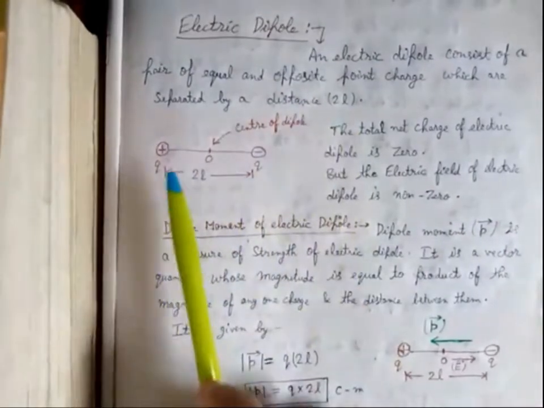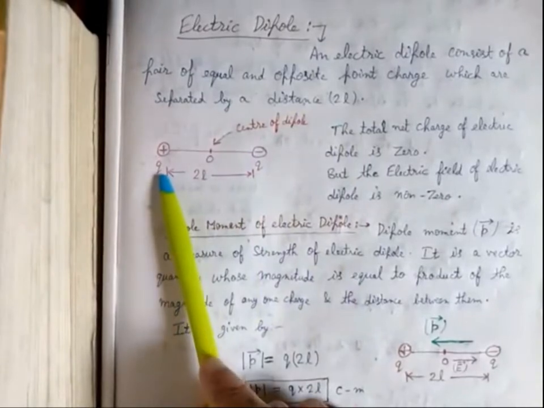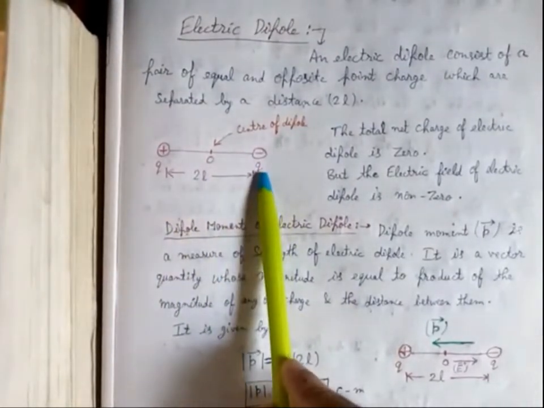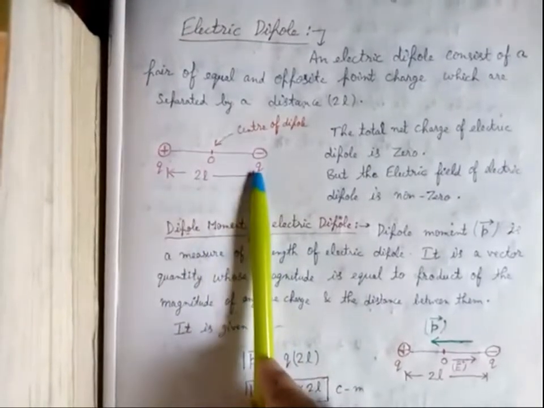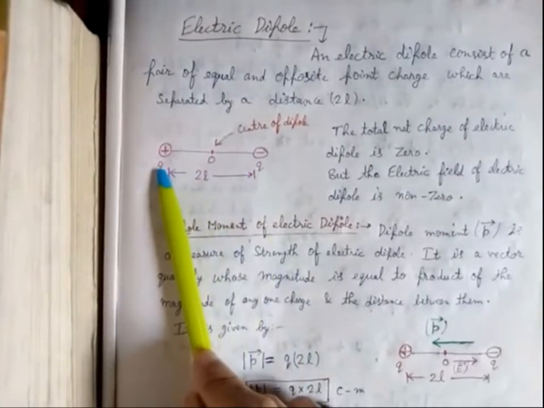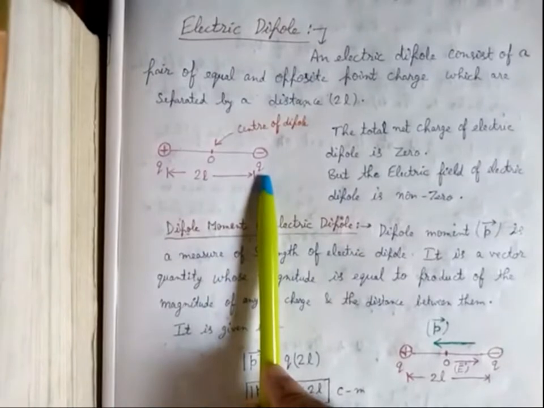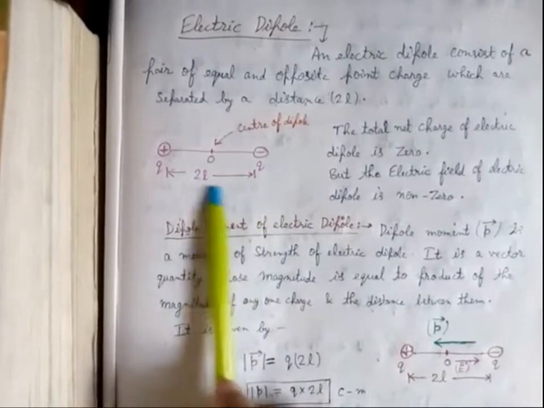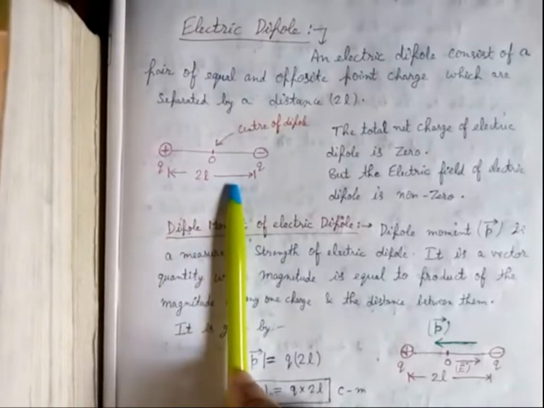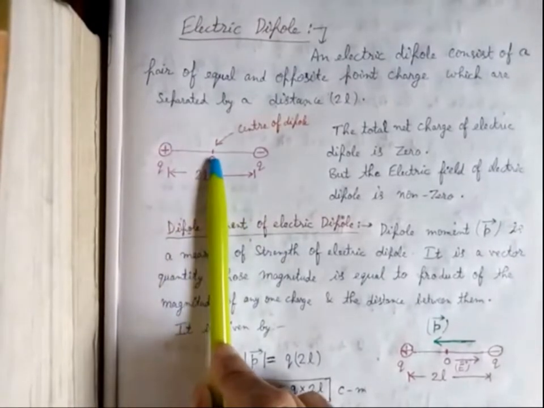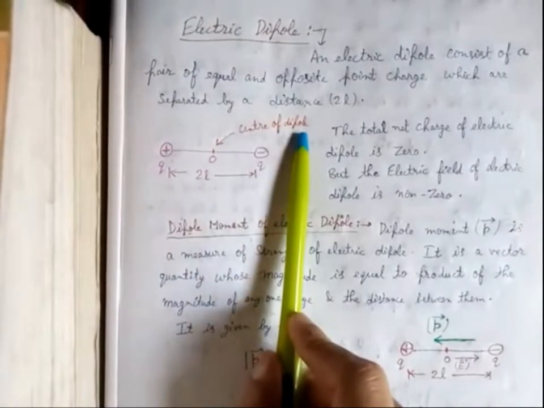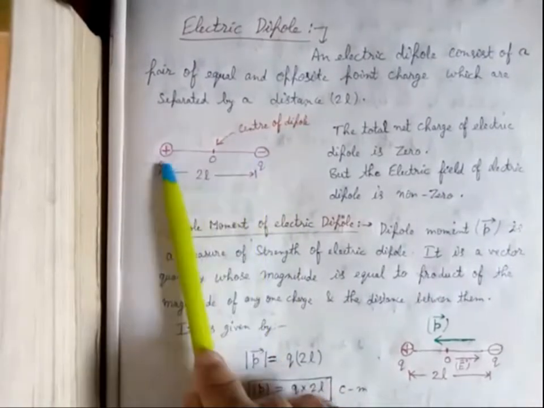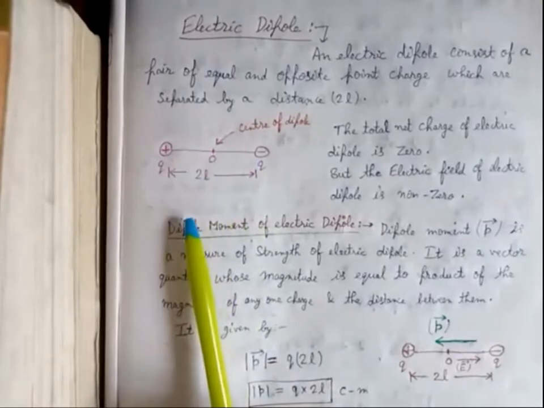It means an electric dipole contains a positive charge and a negative charge which are of equal magnitude, and the distance of separation between them is 2L, and the center point is known as the center of the dipole. From the center, both the charges are at L distance from the center.